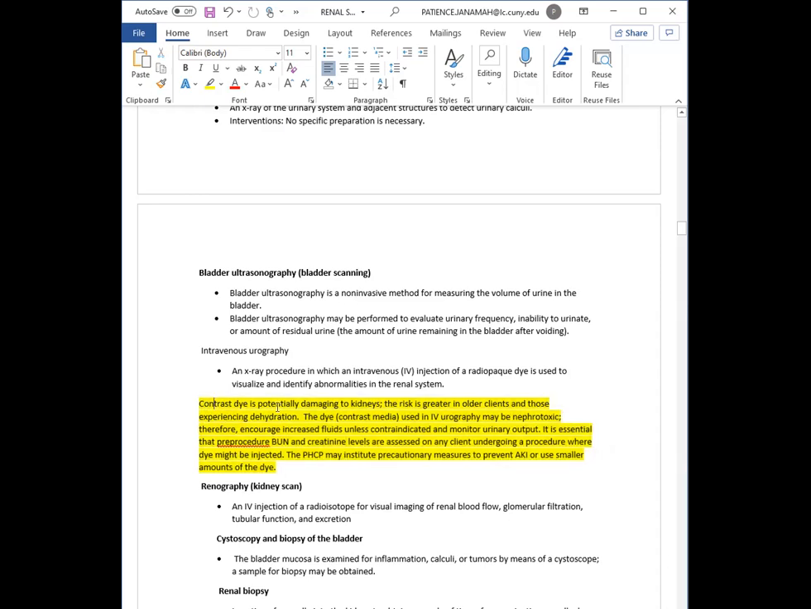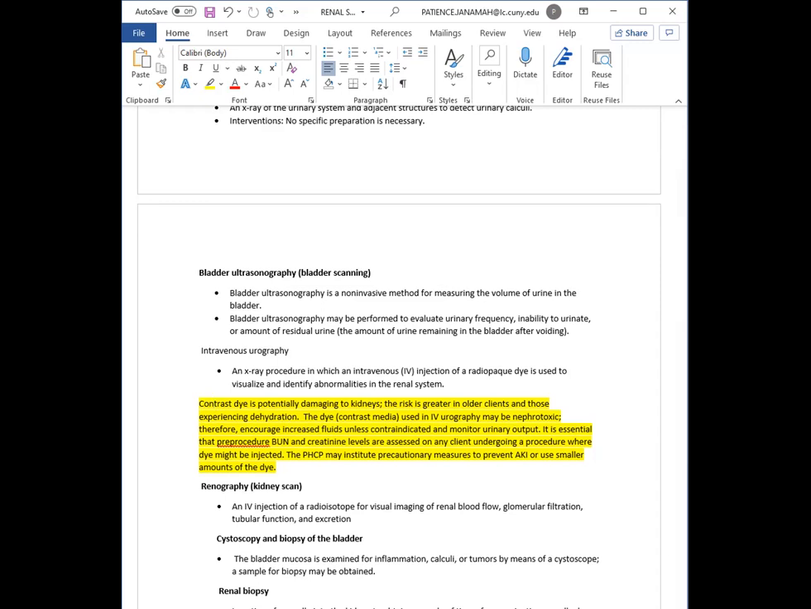So contrast dye is potentially damaging to kidneys. The risk is greater in older clients and those experiencing dehydration. The contrast dye used in IV urography may be nephrotoxic, and therefore encourage fluid increase unless fluid is contraindicated, and you monitor the patient's urine output.